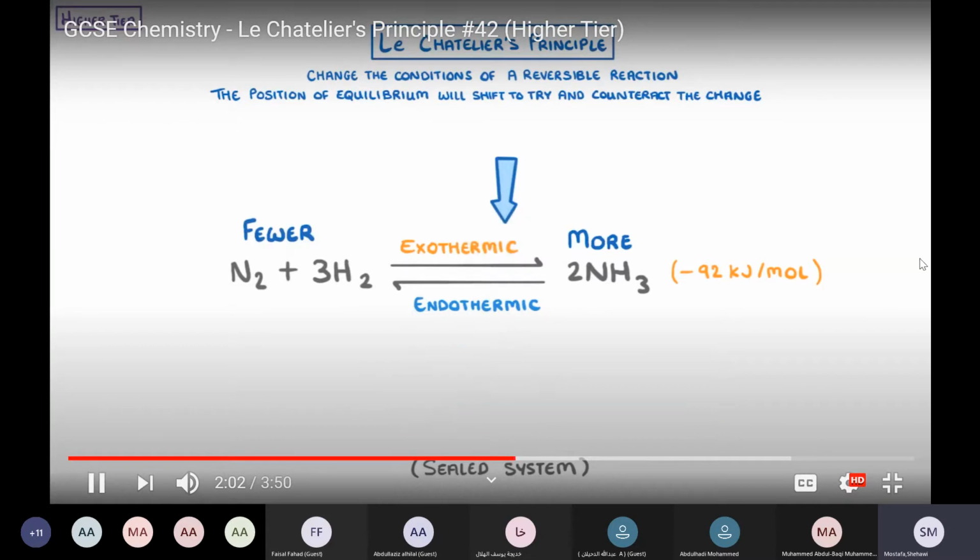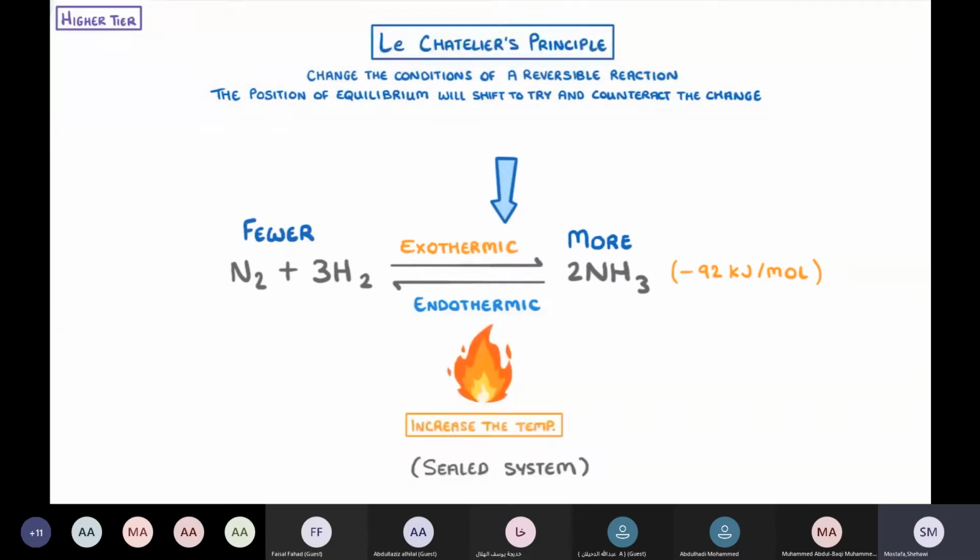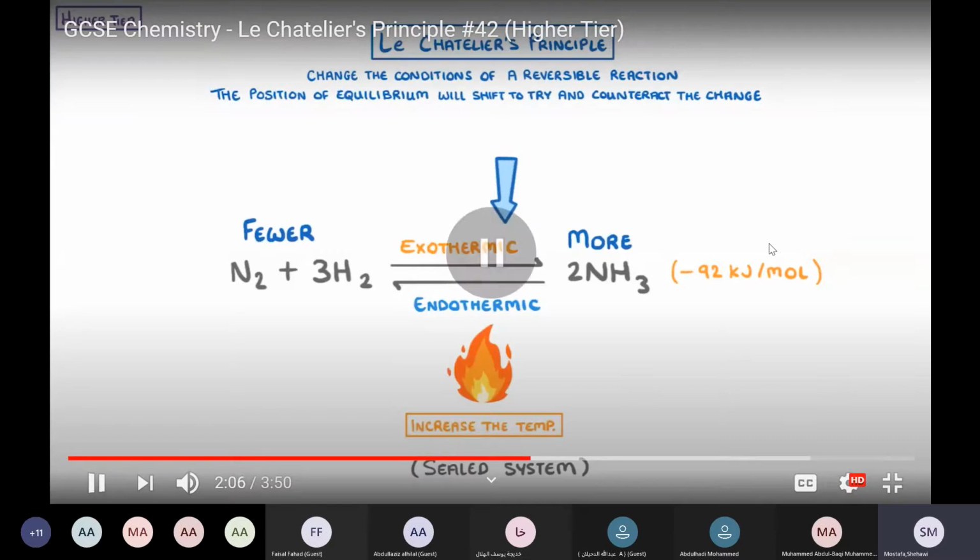On the other hand, if we increase the temperature of our system, in the same reaction, if we increase the heat in the system, what will happen? Increase temperature, the energy, this is a change. Again, you start with a change. We make it as humans, as scientists or as students. You make a change to the reaction.